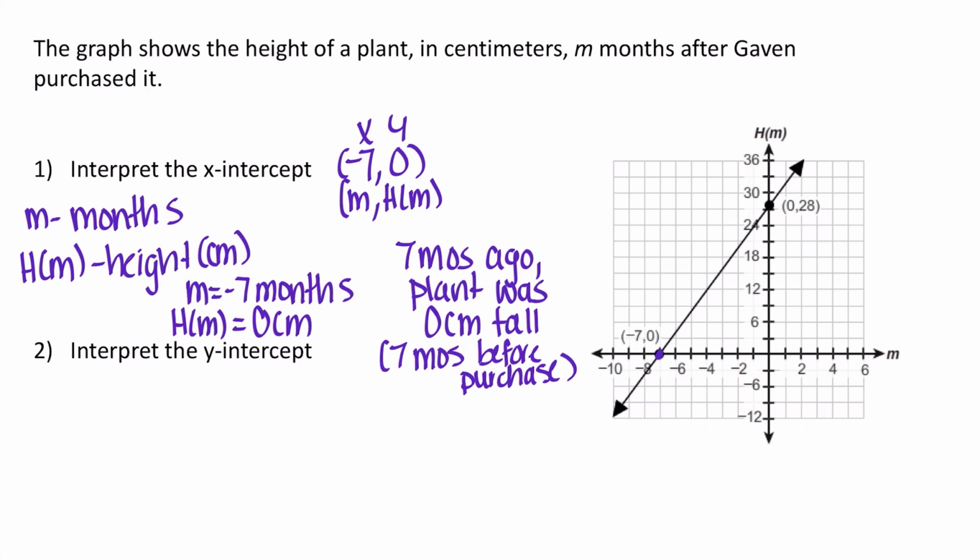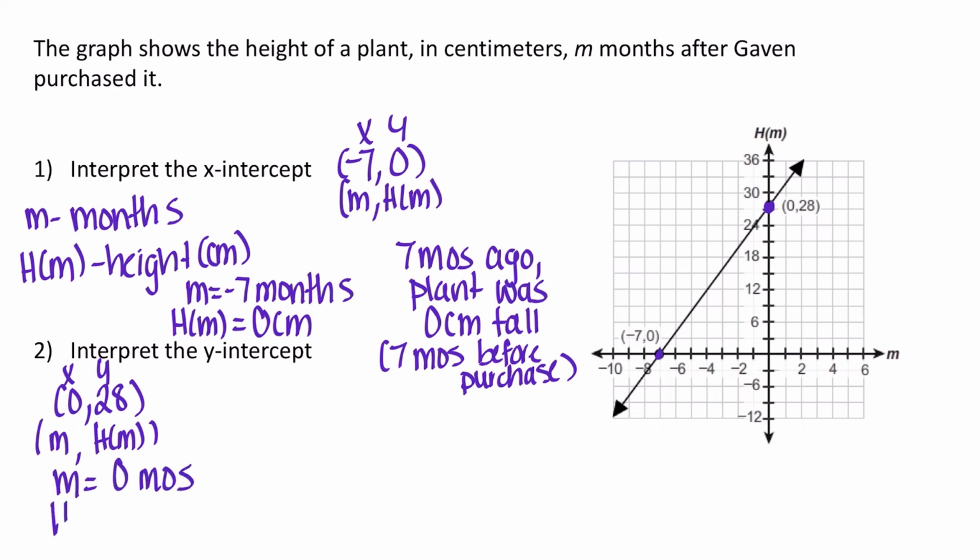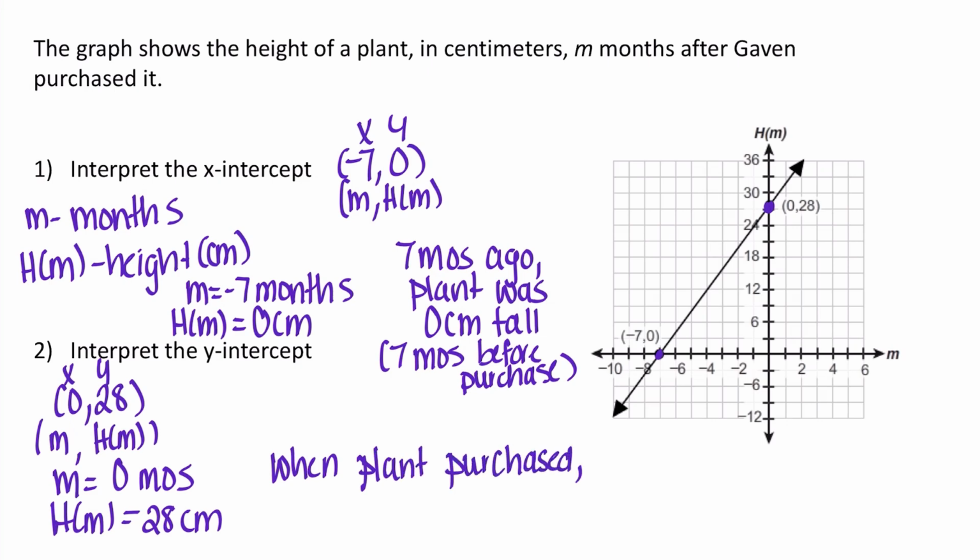Now let's interpret the y-intercept. The y-intercept is at (0, 28). So we have x equals 0 when y equals 28. So we don't have x and y in this problem. We have m and h of m. So this is telling us that when m equals 0 months, h of m equals 28 centimeters. So that means when he purchases the plant, okay, so when the plant was purchased, it was 28 centimeters tall.